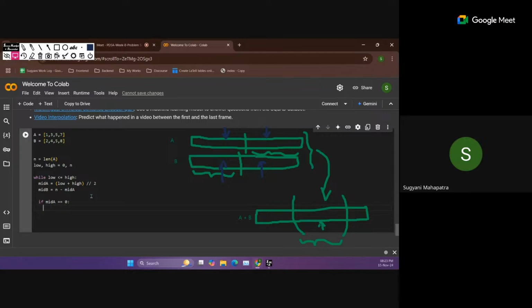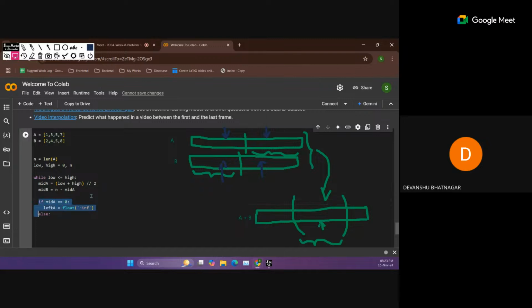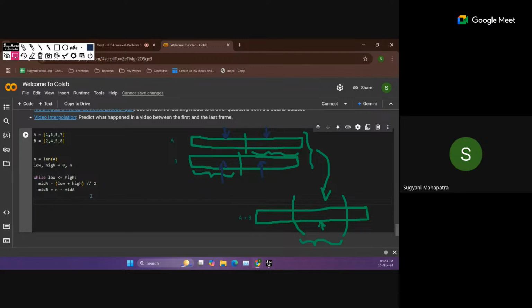We don't have anything to the left, right? So my left of A will be equal to float of minus infinity. Is this part clear? Ma'am, if middle of A is 0, that means on the left of the middle there will be negative elements. That's why we are taking left as minus infinity. Yes, that's why we were taking it as minus infinity. But for that part, let's just hold it for a little bit. When I come to the next iteration, we will understand why we are considering that case.